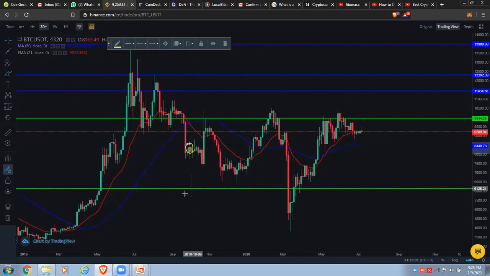Tweezer top. Tweezer top, correct. Because the price went up and then now it's coming down, so it is telling you this is a top area. So this is a tweezer top. A tweezer top is a bearish signal. It tells you that the price will go down.